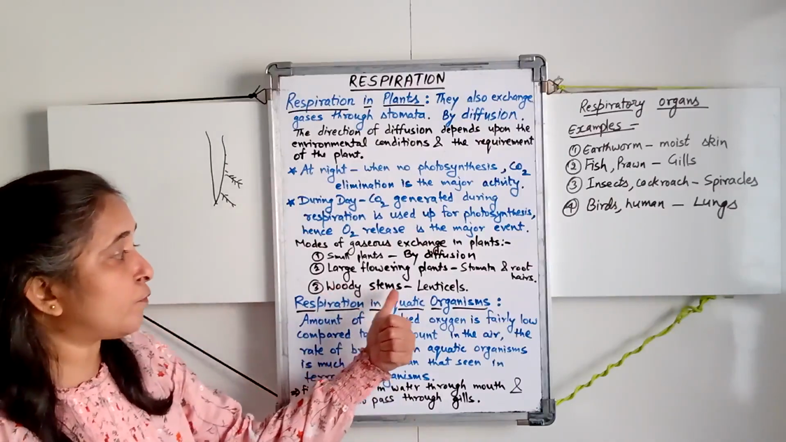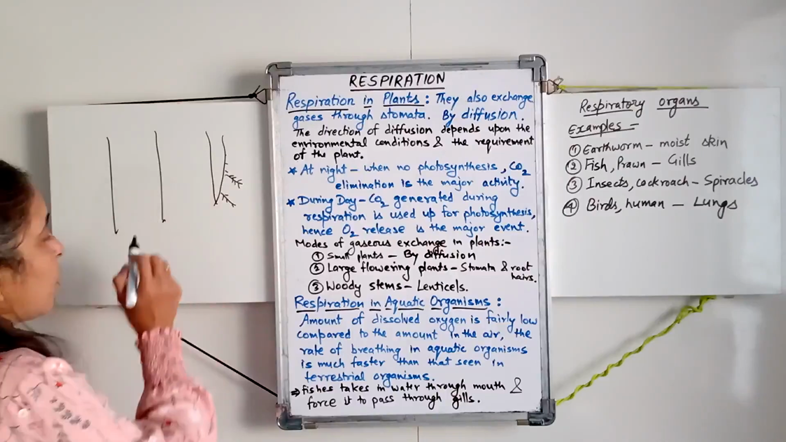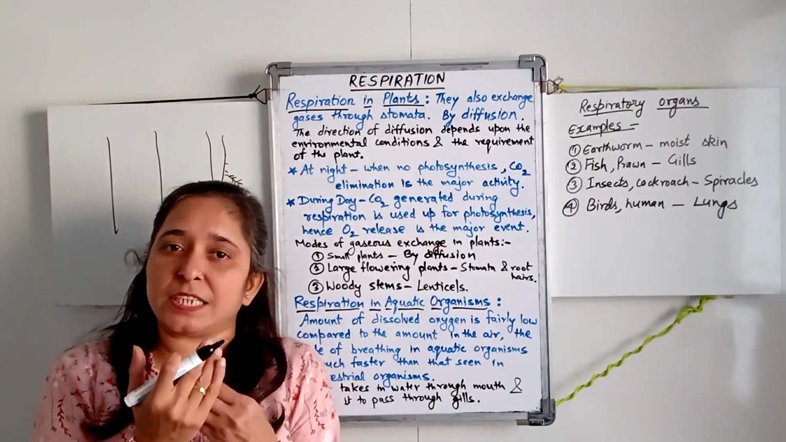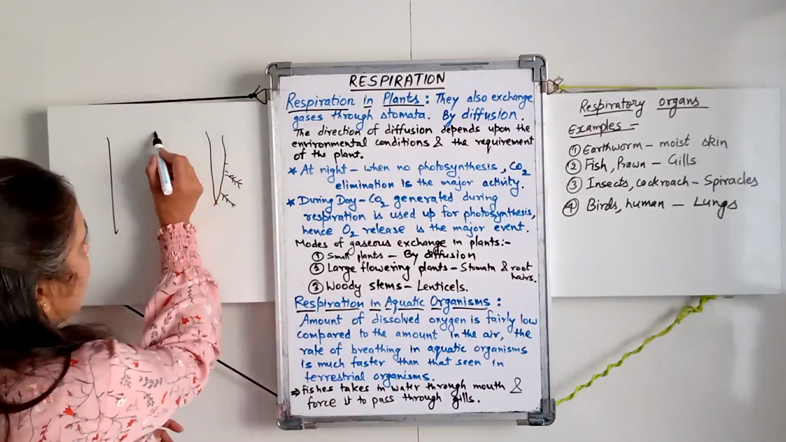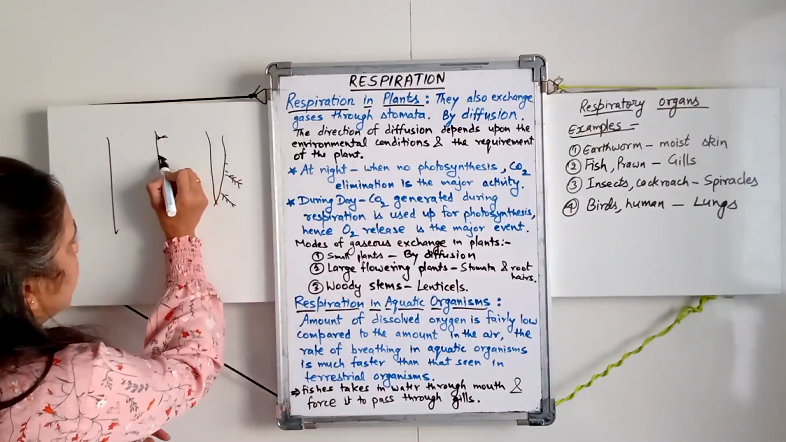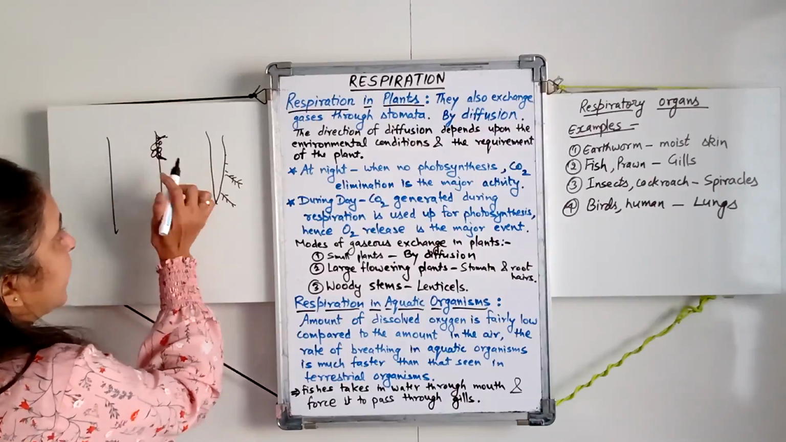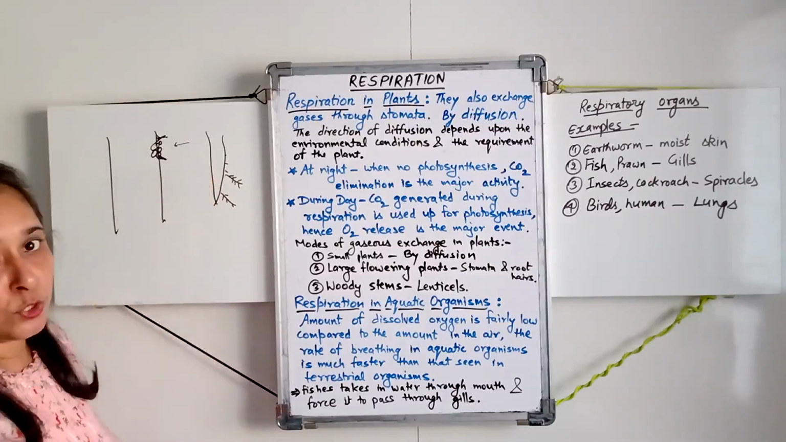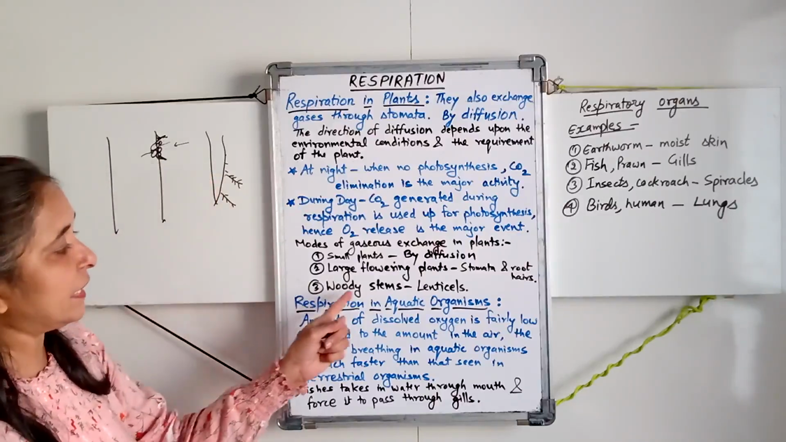Now in the case of woody stems, it means that the bark is strong. Here the exchange of gases takes place with the help of lenticels. Now what are these lenticels? Bark cells are very hard, so they rupture like this and the internal cells come into contact with the outer environment. So here they can easily exchange the gases. That is called the lenticels.